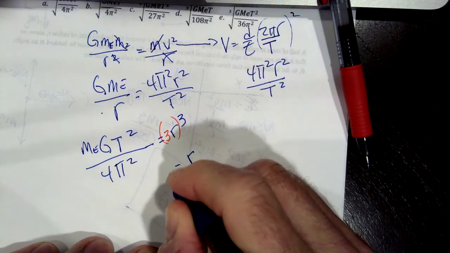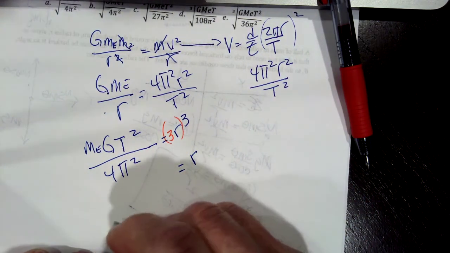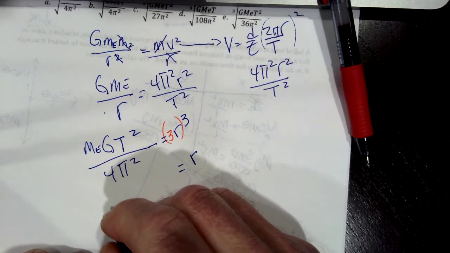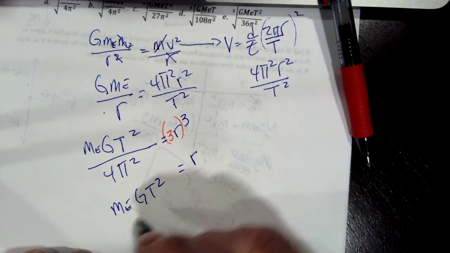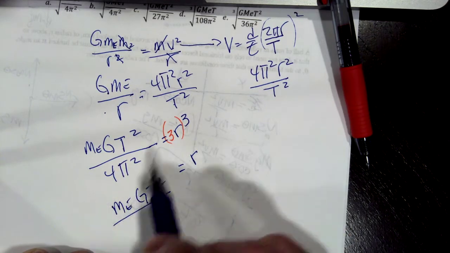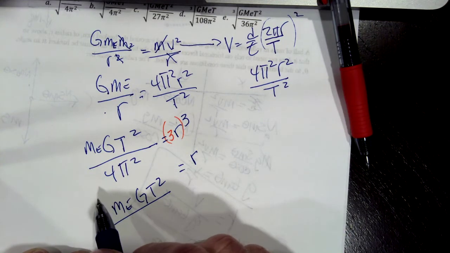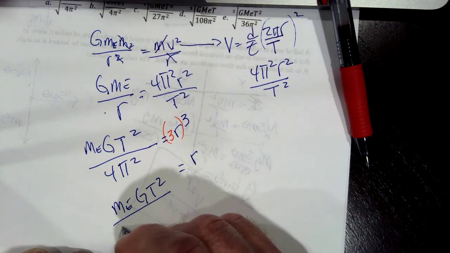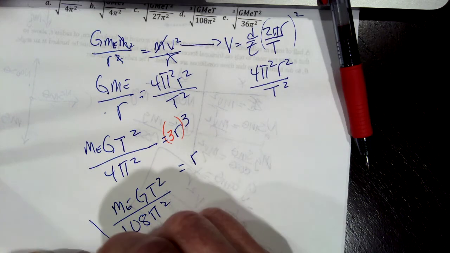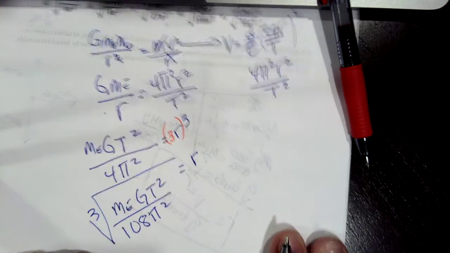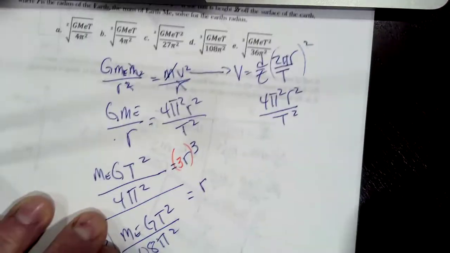And this becomes r. It's going to be equal to the cube root of this, but you've got big G, big T squared, all divided through by 27, 108. So you get 108 pi squared all under the cube root. That's how you do that one. Oh, let's just look at that for a second.